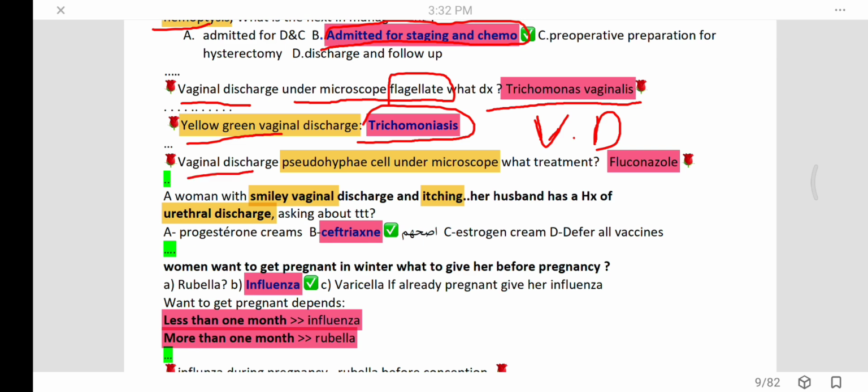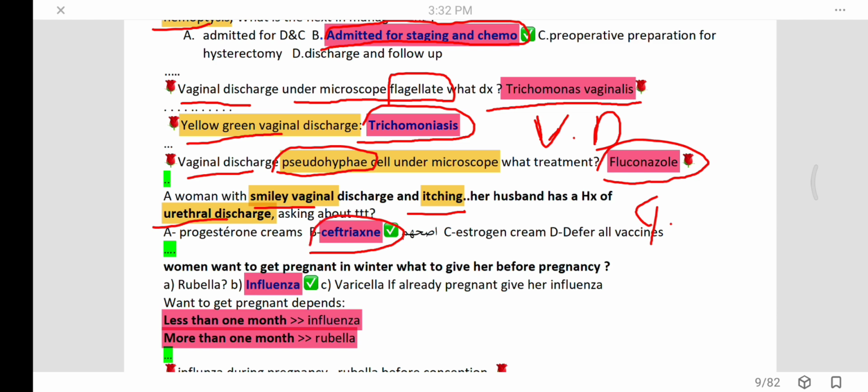Vaginal discharge with pseudohyphae. Now here pseudohyphae is seen in fungal infection. Then we will go for candida, and the treatment of candida is fluconazole, itraconazole, etc. A woman with smelly vaginal discharge and itching. Her husband has a history of urethral discharge. Now here this is important. Both the couple, male and female, have an STD. So if both of them have an STD, then there is a high chance of gonorrhea. So you have to give ceftriaxone to both of them, because in gonorrhea you have to treat both.